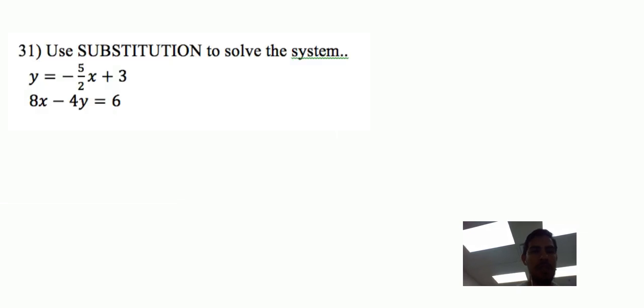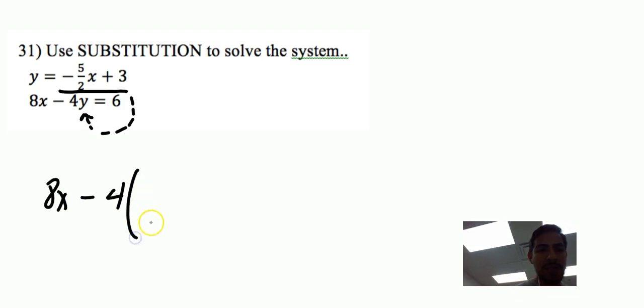Number 31. Okay, here we got to use substitution. It looks like y is already solved for, so I can take this entire part and plug it into y. So I'm going to get 8x minus 4 times, and then in big parentheses, I'm literally plugging in negative 5 halves x plus 3.